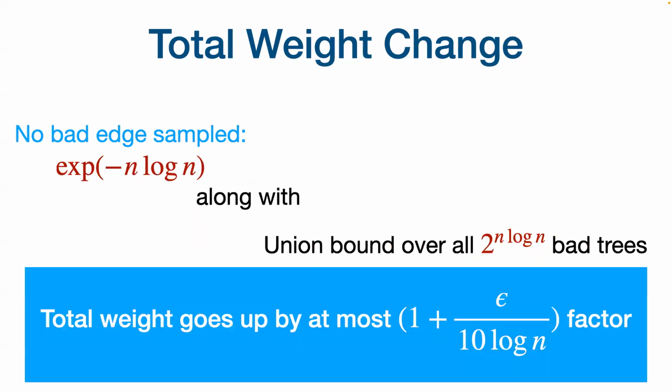After this, I am going to use a very, very loose union bound. There are totally only 2 to the n log n trees anyway. So just take this up and you'll get that with exponentially small probability, you'll end up with a bad tree. So what is this saying? It's just saying that the total weight of all your importance values is going to go up by at most a 1 plus epsilon over 10 log n factor, a multiplicative factor over each of these things that you're doing.